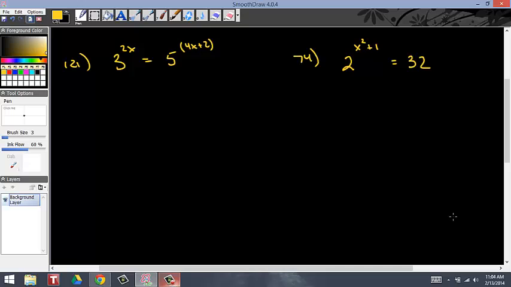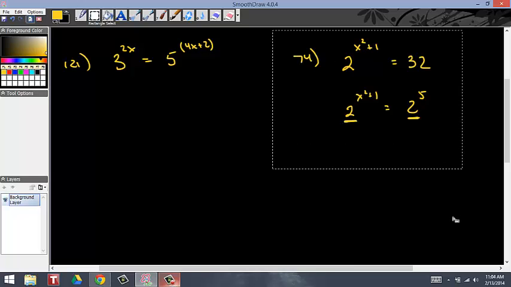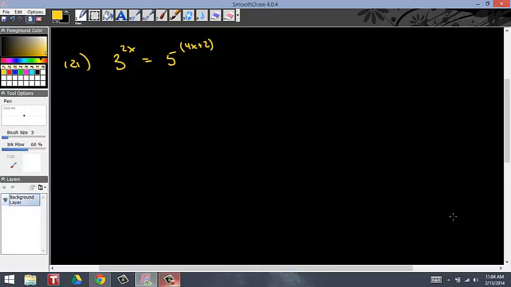Yeah. So everyone, Gabby, this is one of your questions. In 74, the bases can be manipulated. 2 to the x squared plus 1 can equal 2 to the fifth. So we can make the bases the same. 3 and 5, there's nothing that I can do to make the bases the same. So when I can't make the bases the same, how do I bring those exponents down to the bottom? Chief.